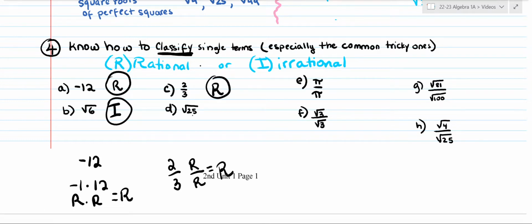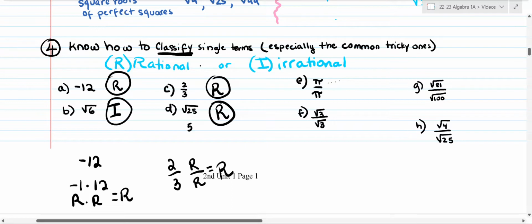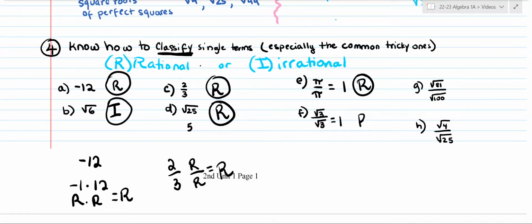Square root of 25, so even though it's a radical sign, you need to determine, hey, is this a perfect square? Yes, it is. Okay, there we go. Why? Because this equals 5, and 5 is rational. Pi, so just because you see pi, remember, don't assume that it is automatically irrational. Any number divided by itself is 1, and 1 is pretty rational. Radical 3 divided by radical 3 is a 1, so pretty rational.